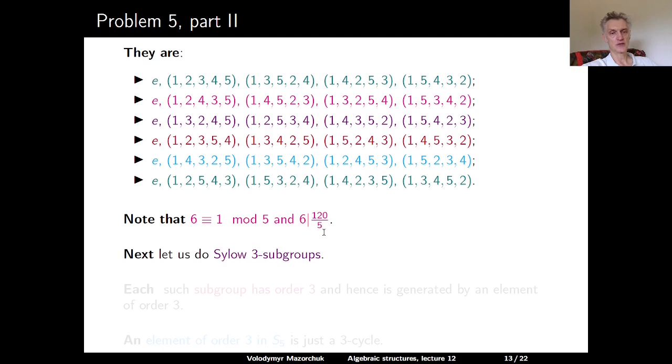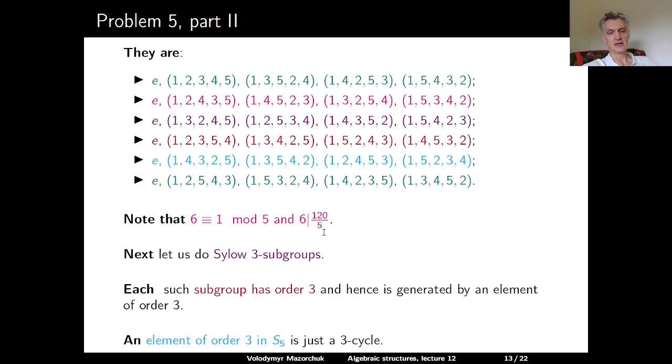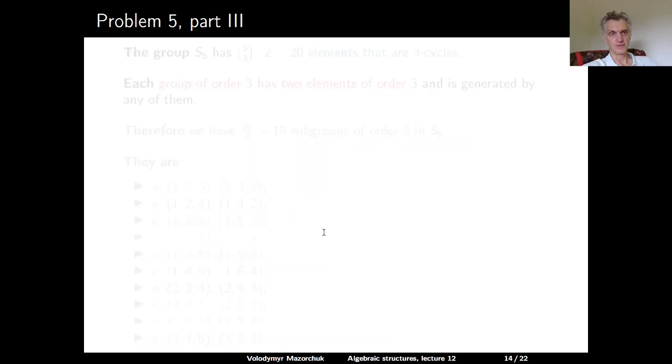Let us now go to Sylow 3 subgroups. Each Sylow 3 subgroup has order 3, because 3 divides 120 and 9 doesn't, and hence it is generated by an element of order 3. So each subgroup with 3 elements is isomorphic to Z3, it's generated by an element of order 3, and an element of order 3 in S5 is just a 3-cycle.